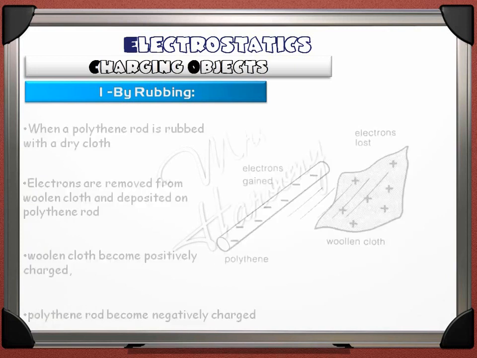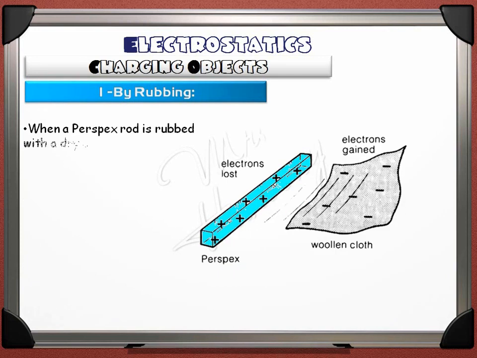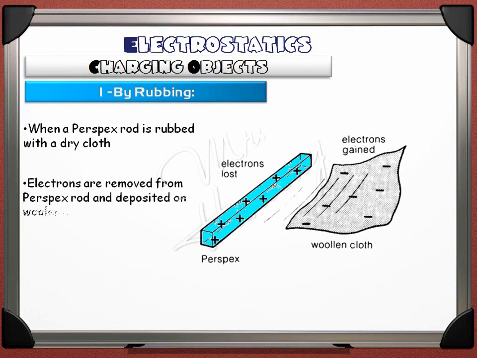But when a perspex rod is rubbed with the dry cloth, electrons are removed from perspex and deposited on the woolen cloth.